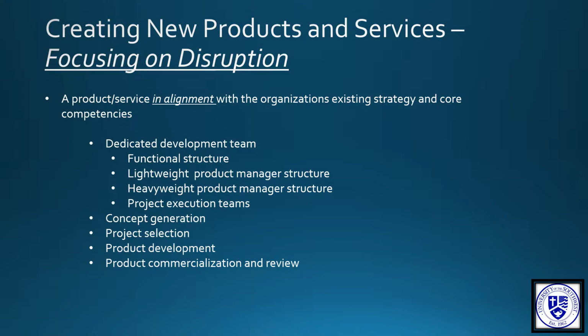We know that we obviously put together a dedicated development team. When we're looking at developing a new product or service, we need a dedicated development team whose job is to focus on this new disruptive product or service. Now we can structure those teams in one of four different ways. We can have a functional structure, one of two product management structures, lightweight versus heavyweight, or we can have dedicated project execution teams. Some of the team structures are more appropriate than others, but whatever we do, we've got to have a dedicated product or project development team.